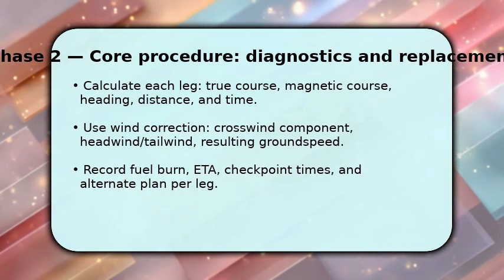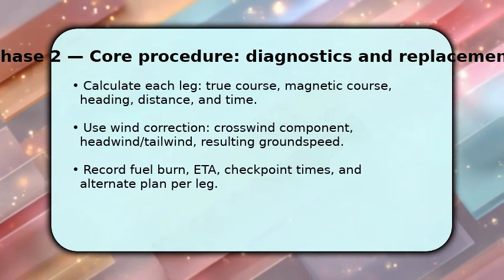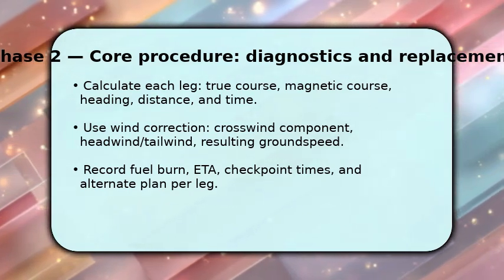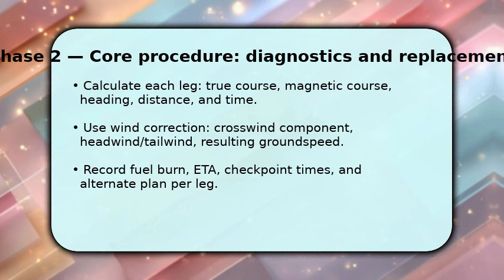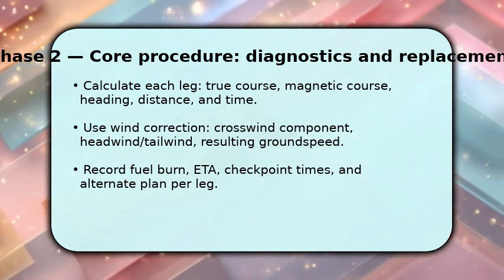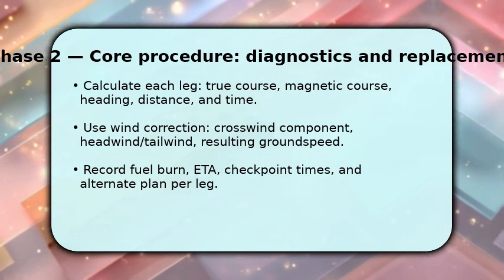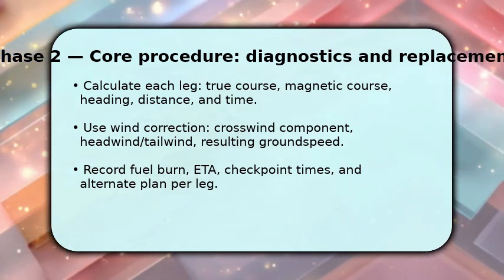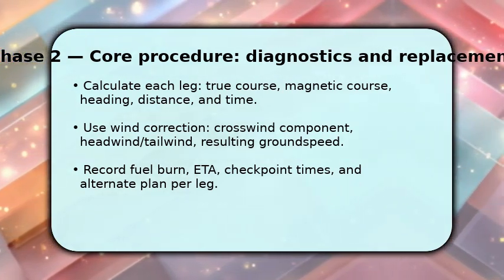You now compute every leg methodically. Derive true course from your chart, convert to magnetic course, then apply wind correction to get the heading you fly. Use a flight computer or calculator to resolve crosswind and headwind components. From that, determine ground speed so estimated times are realistic.